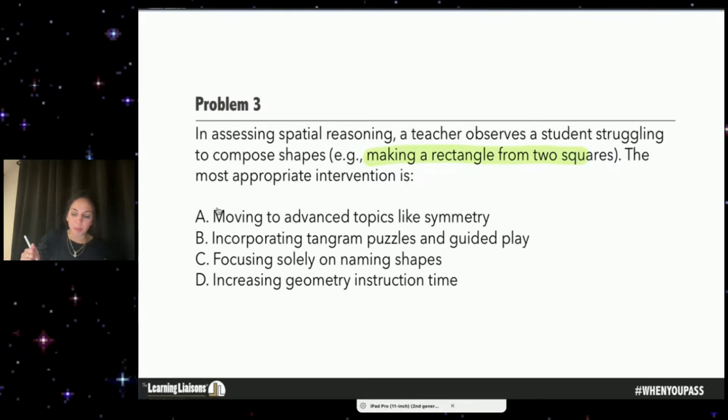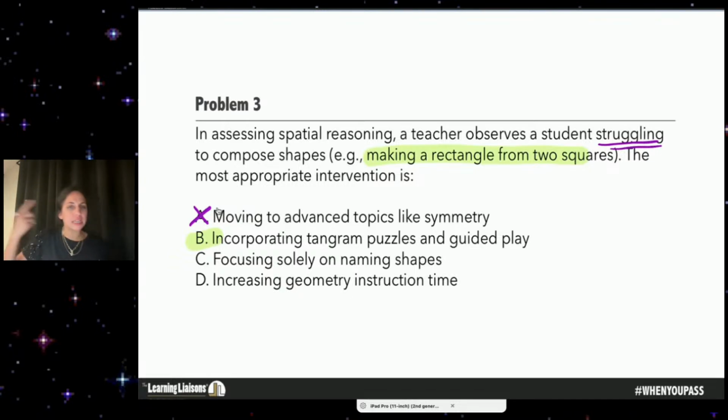So the most appropriate intervention, a student is struggling. If a student is struggling, moving on to advanced topics, no matter what, is going to be difficult for the student. So we're not going to necessarily do that. Incorporating tangram puzzles and guided play, that right there is going to be our answer. We'll come back to why.